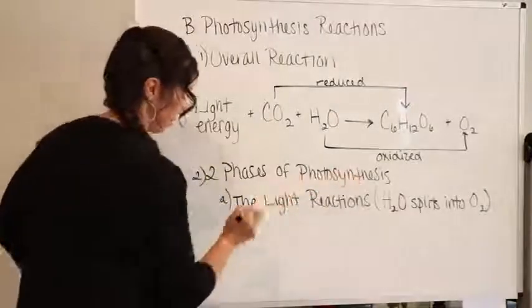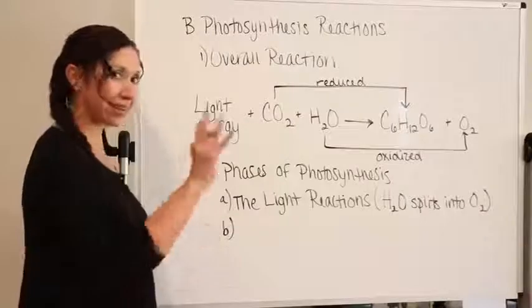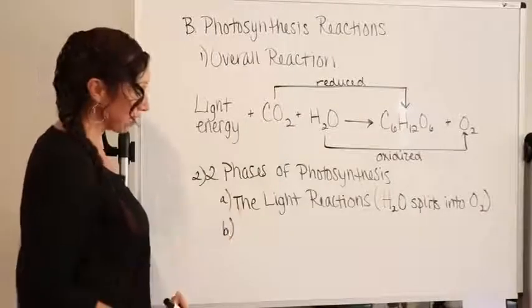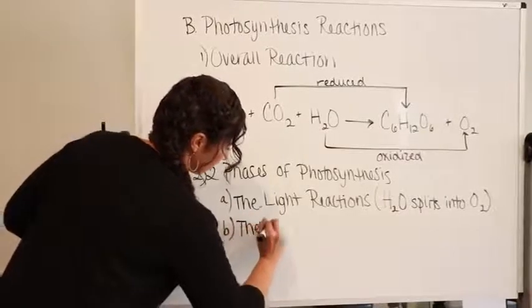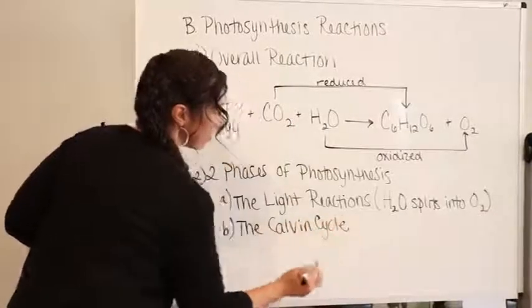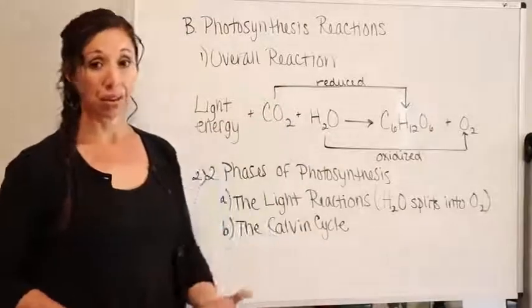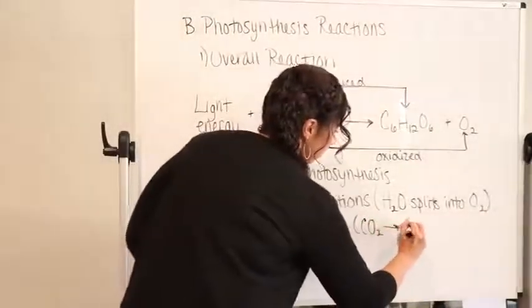Now, the synthesis part, we're going to have another cycle. Just like we did in cellular respiration, we had the citric acid cycle. In photosynthesis, we have the Calvin cycle. This is the synthesis part. This is when CO2 is used to make glucose. So CO2 to glucose.